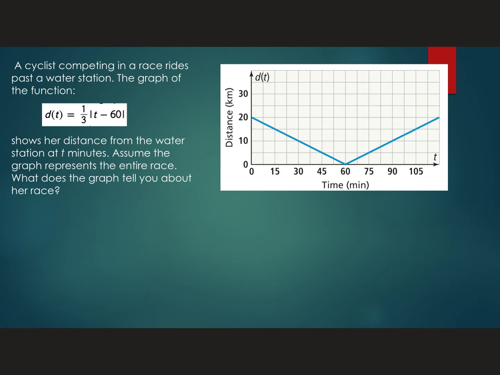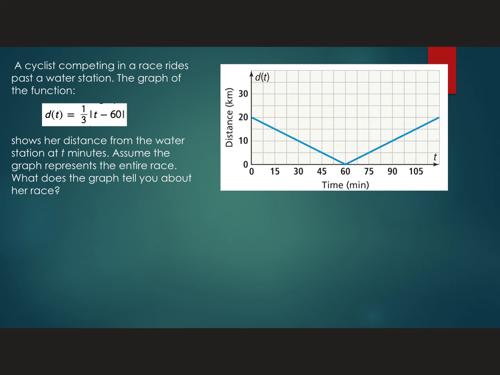So let's now look at this situation. A cyclist competing in a race rides past a water station. The graph of the function d of t equals 1/3 times the absolute value of t minus 60 shows her distance from the water station at t minutes. Assume the graph represents the entire race. What does the graph tell you about her race? So let's think about that for a minute.